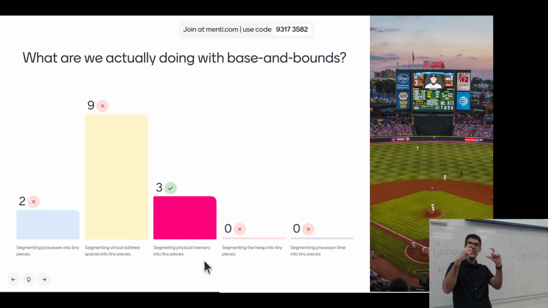It has that much as an address space, and I'm just going to plop the whole address space into physical memory here. I'm not breaking my virtual address space up at all in this case. In base and bounds, I'm just sticking the entire address space into that location in memory. Segmenting processes into tiny pieces is related, but the main idea here is that we're breaking up our physical memory into tiny pieces so that we can fit entire virtual address spaces into it.